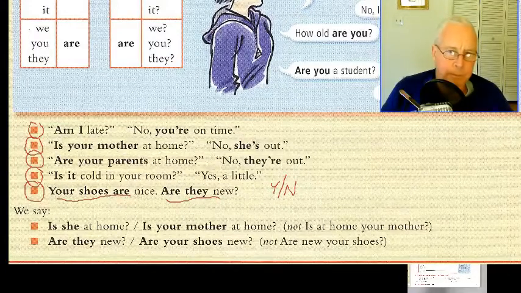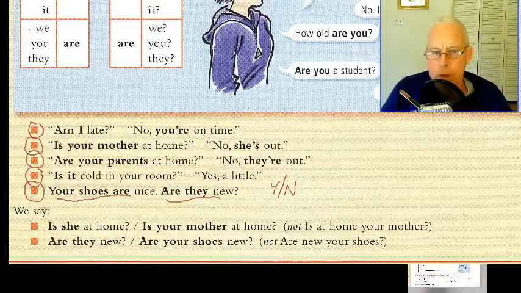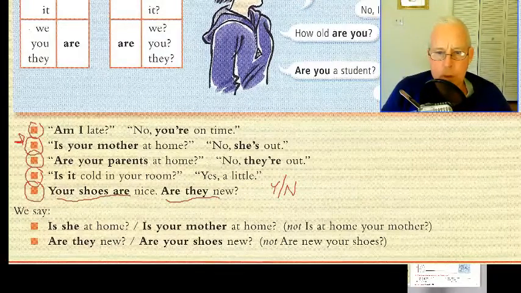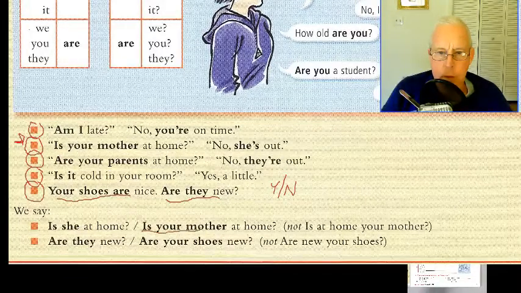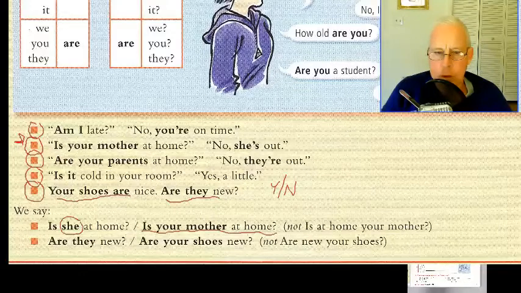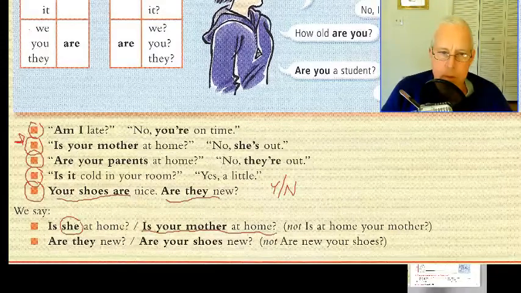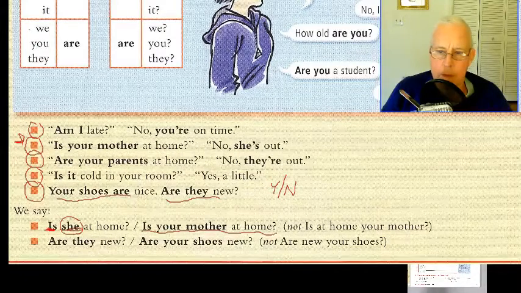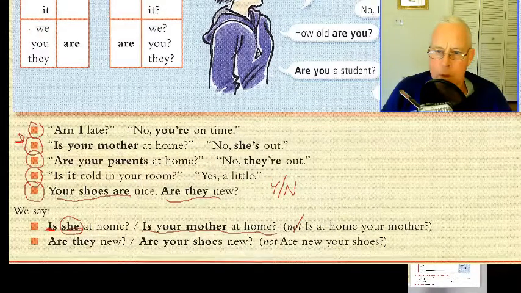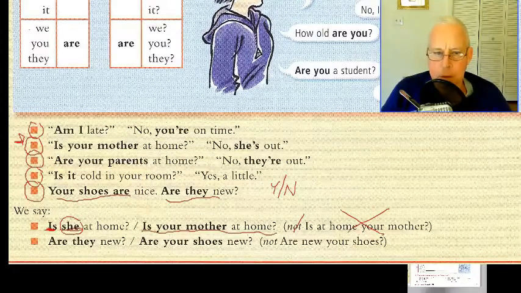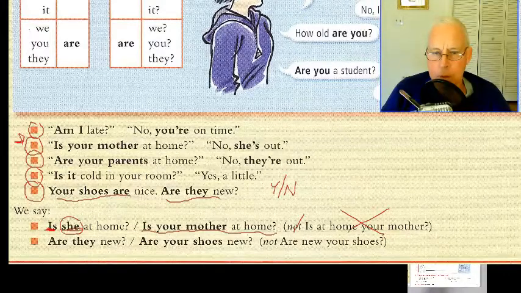So we can look at this question again. Two ways to ask this. We can say, like we did, is your mother at home? Or we can use a pronoun. Is she at home? And again, we have the be verb, and the subject. Not this. I won't even read this to you because that's not correct. It has to be, is she or is your mother at home?